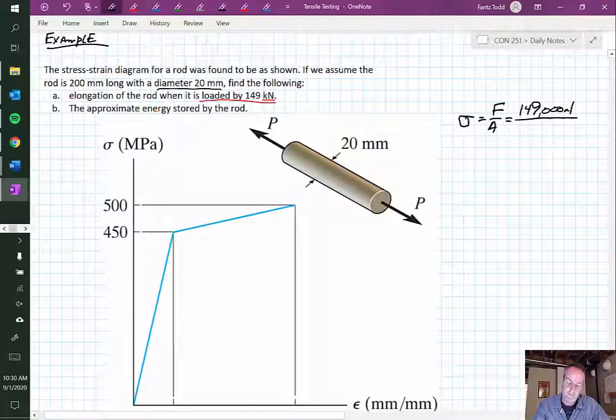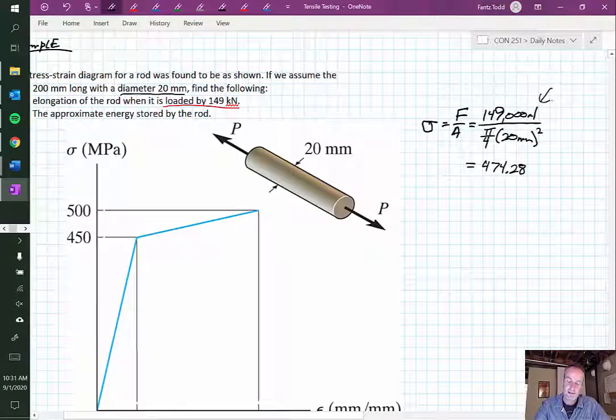So the area is, well, you know, area is pi r squared. You can also use the equation, I think we talked about this before, pi over 4 times the diameter squared. So now we do have a force over area. We end up with a stress, and our stress, if I did that math right, I got like 474.28. And the units, if I'm in newtons and millimeters, then my units would be megapascals.